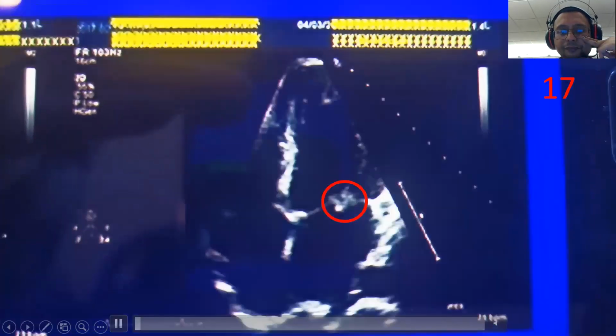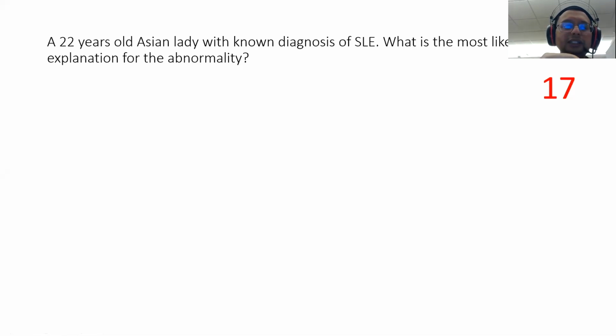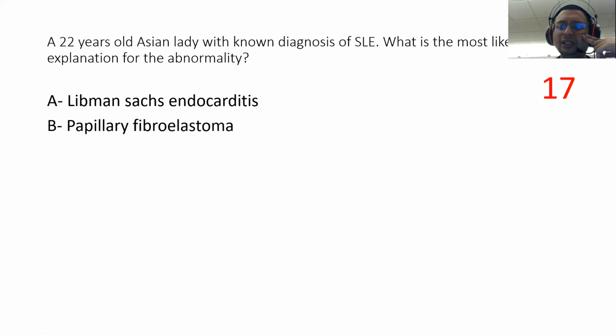Okay. Like this. So this patient has known systemic lupus erythematosus. Okay, so now everyone knows the diagnosis, right? So what is the explanation of the abnormality? So this is a Libman-Sacks endocarditis. Very typical. You have a kissing mass on the mitral valve leaflet.